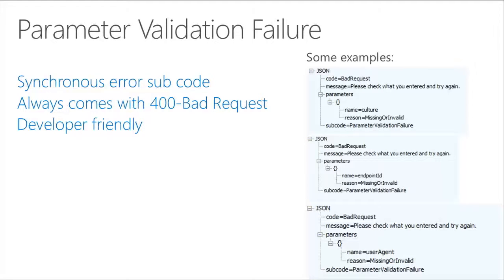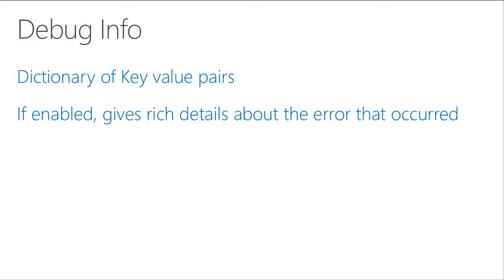All right. Debug info. This is a very powerful part of the error resource, and not many people know about it. We are actually working with Alex to bump up our documentation online regarding this. So what is the debug info? It's just basically a dictionary of key value pairs, right? It doesn't sound very interesting. If it is enabled, we will give you very detailed information about what went wrong.